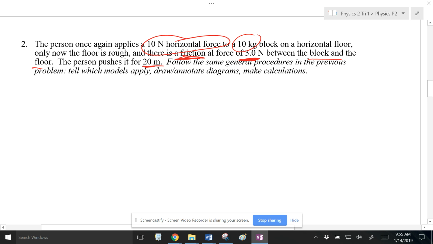So you don't need to erase your solution to problem 1, just modify it, maybe in a different color. What's going to change now that there's 3 newtons of friction?